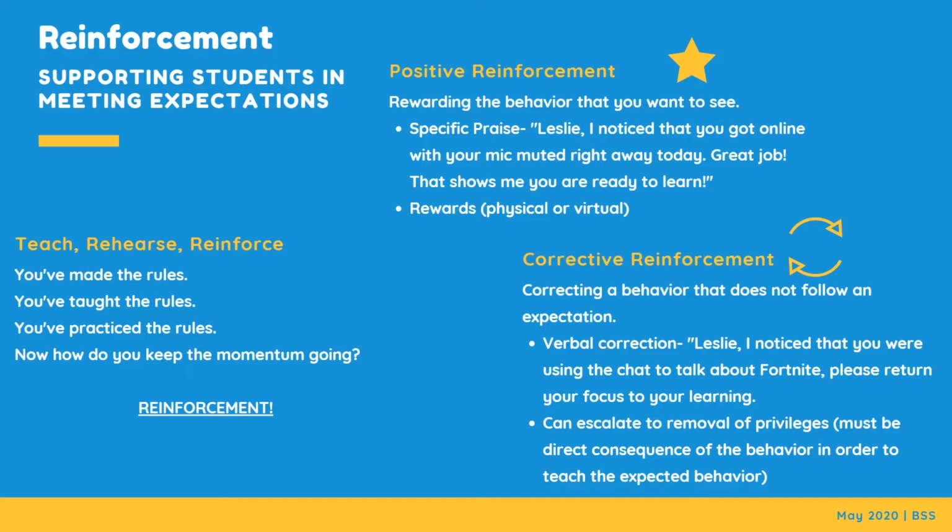Now, I added on that last bit because in the presentation I forgot to add on restating the expectation. And that restatement of the expectation is very important because it reteaches the student how they are expected to behave. Now, of course, corrective reinforcement can escalate to the removal of privileges or the addition of consequences. But remember, consequences of a behavior or the removal of privileges need to be related to the expected behavior so that it teaches a student.